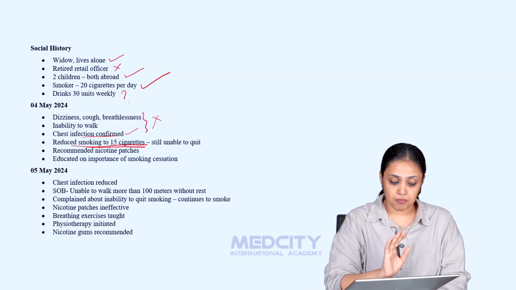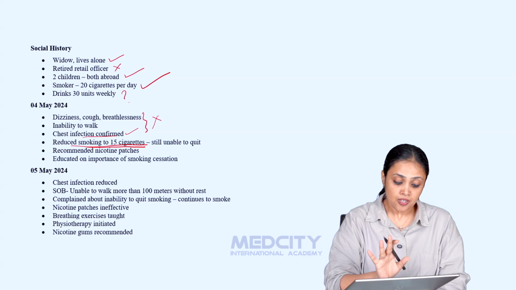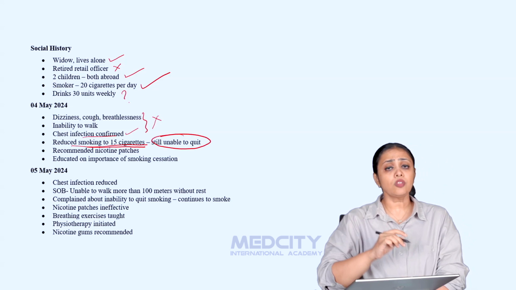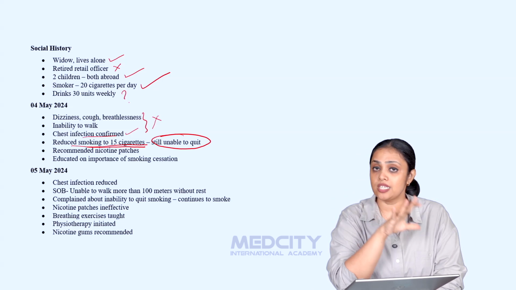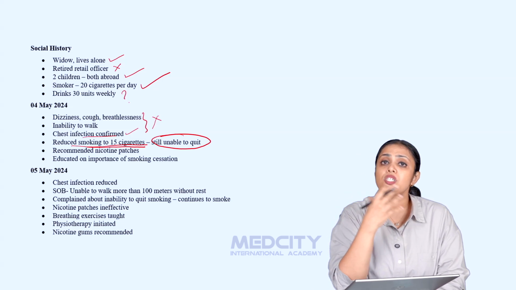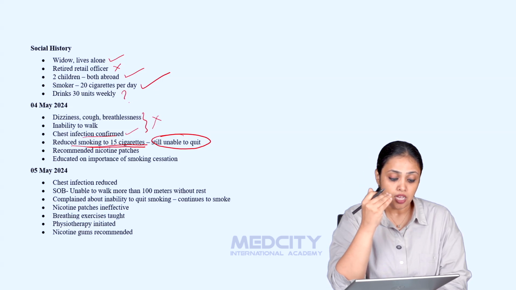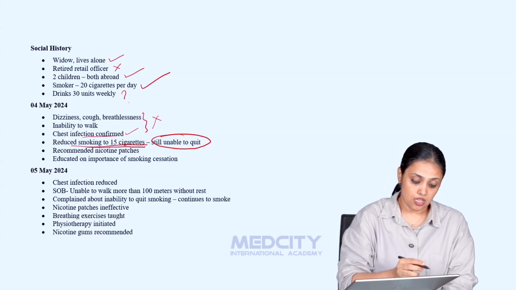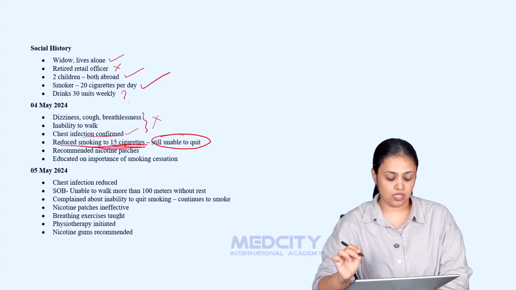Usually the patient used to smoke 20 cigarettes per day, but as of now it is only 15 cigarettes. Still unable to quit. Despite the fact that the patient was diagnosed with COPD, the patient is still not able to come out of that habit or completely quit. She was able to reduce it from 20 cigarettes to 15. So this aspect is relevant to the smoking cessation clinic manager.